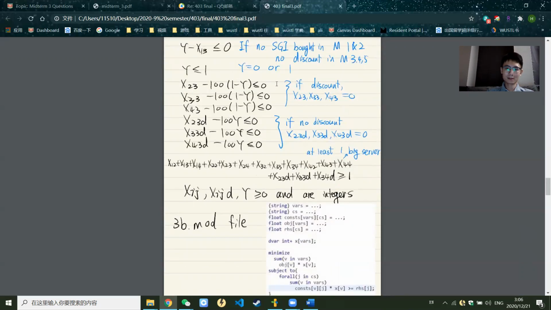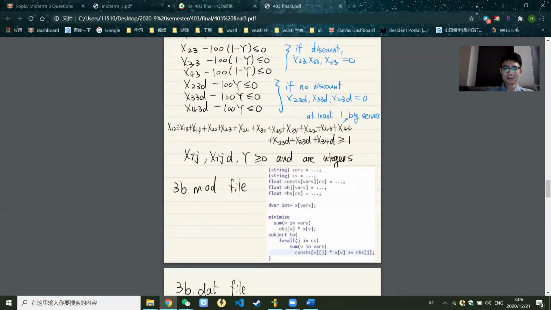And so here, if Y equals 0, it means that X23 will not be limited. If Y is 0, then X33, X43 and the discounted variables will be limited. Otherwise, they will not be limited.